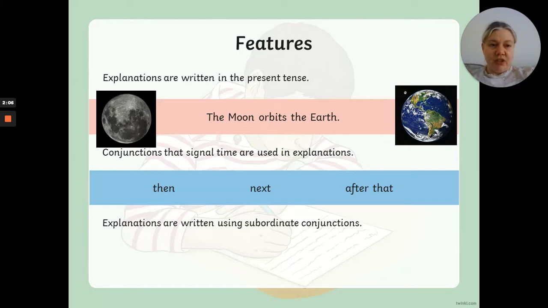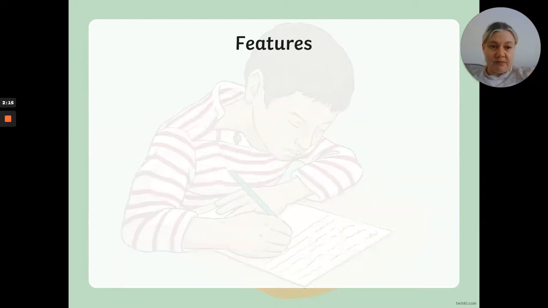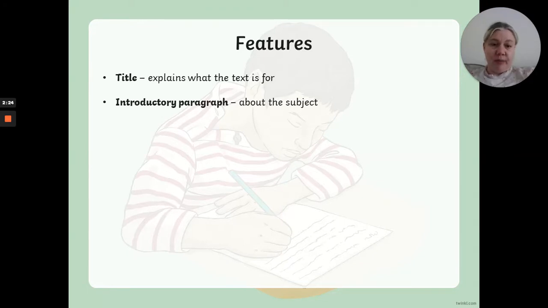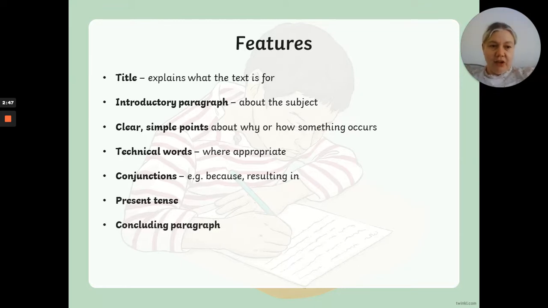And they're written using subordinate conjunctions. So for example, because, so, or with, because these give us reasons why something happens. So we'll have a title explaining what it's going to be about. It'll have an introductory paragraph, clear and simple points about how or why something occurs or happens. Technical words, words that are related specifically to that explanation and that topic. Conjunctions, the present tense, and a concluding paragraph.